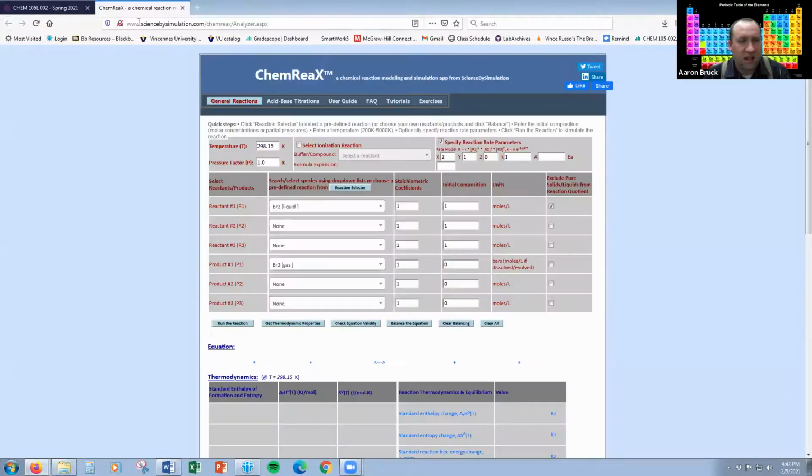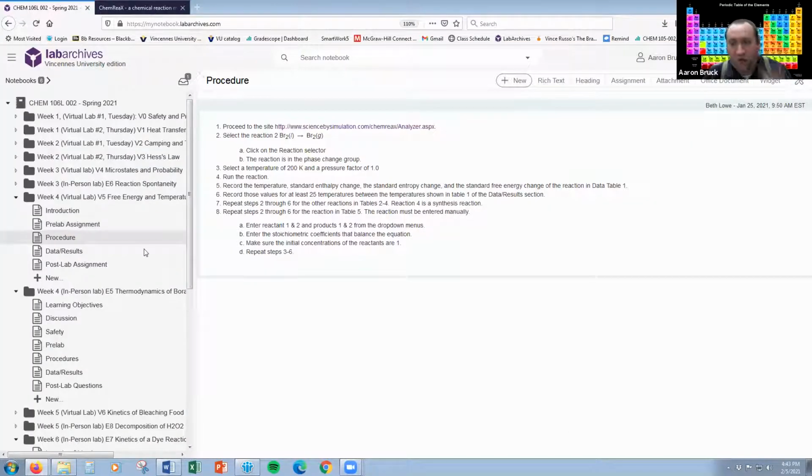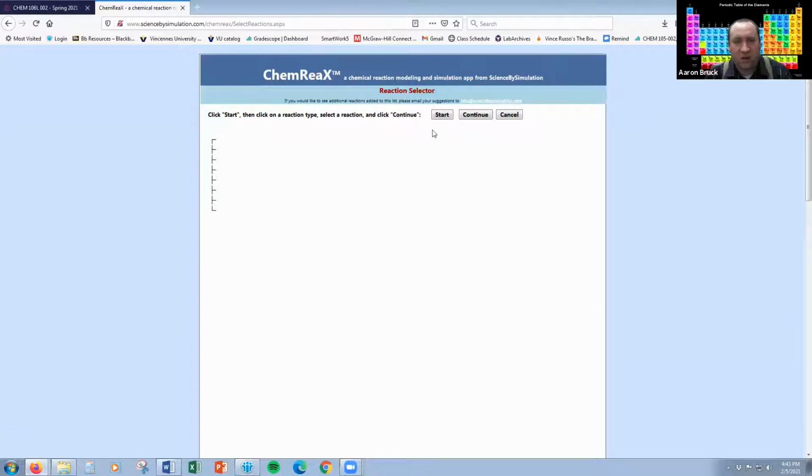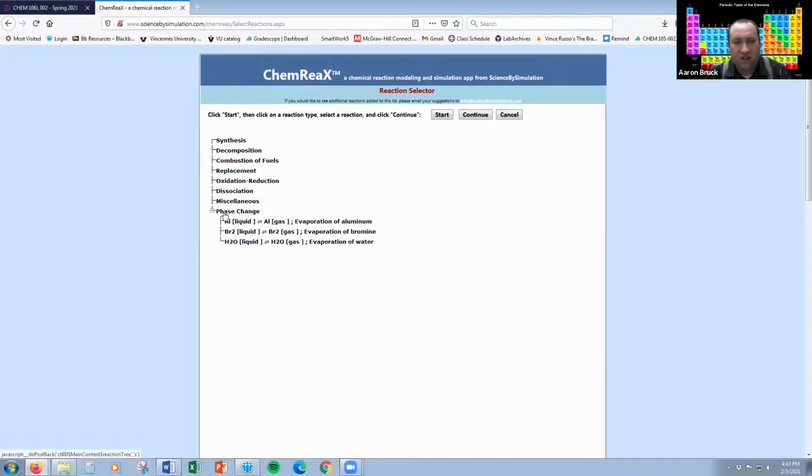But what you'll see is that here I've got my chem reacts. And what I want to do is I'm going to do 5 different experiments. The 5 different experiments are given to me in the data and results section. They start with bromine here. How you get to that is if you go to reaction selector, which is right here. The first reaction that you want to do is a phase change. The phase change that you're investigating is the bromine evaporation phase change. So I'm going to click on that and I'm going to hit continue.